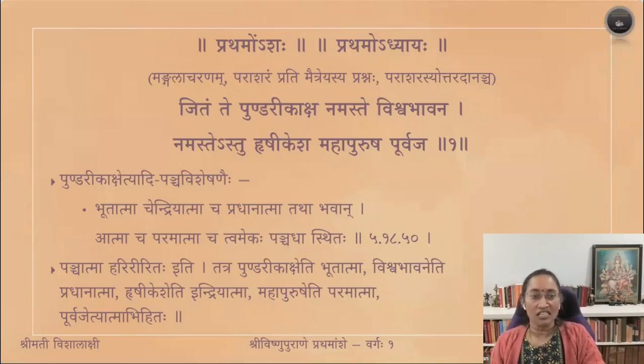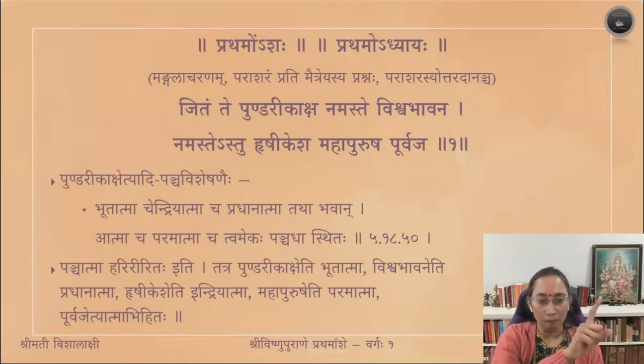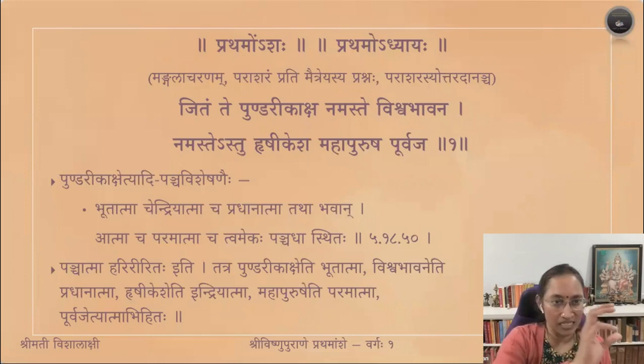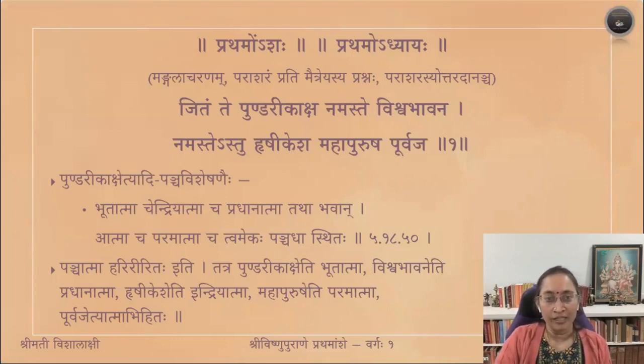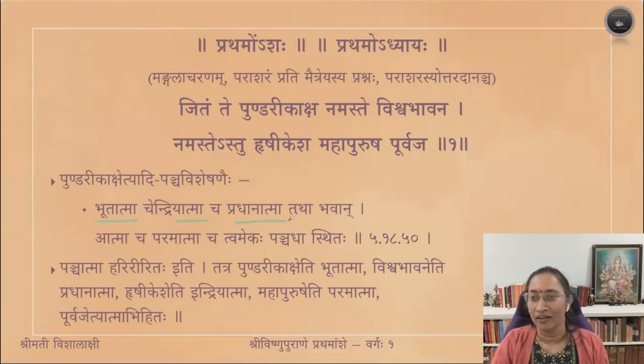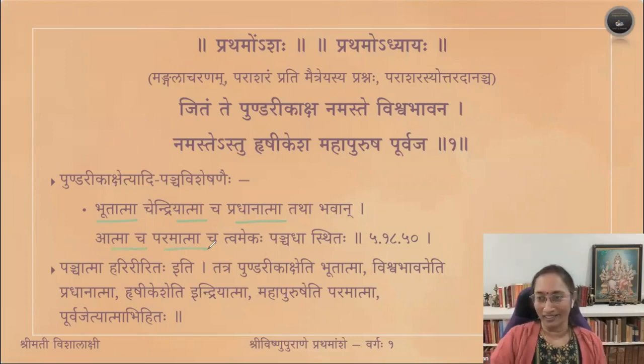Bhutatma cha indriyatma cha pradhanatma tatha bhavan, atma cha paramatma cha tvam ekaha panchadha sthitaha. Atma ekaha eva, kintu panchadha panchavidham, panchataya saha sthitaha loke. He is understood in five different forms. One is bhutatma, the other is indriya atma, pradhana atma. Here the order is very correct. Bhutatma is the sthula shariram, indriya atma is the sukshma shariram, pradhana atma is the karana shariram. Then you have the Jivatma, and thereafter Paramatma. The gradation is there very clearly in this shloka.